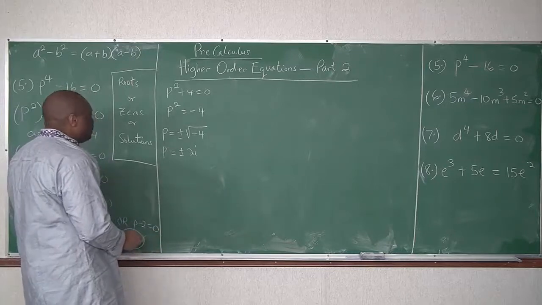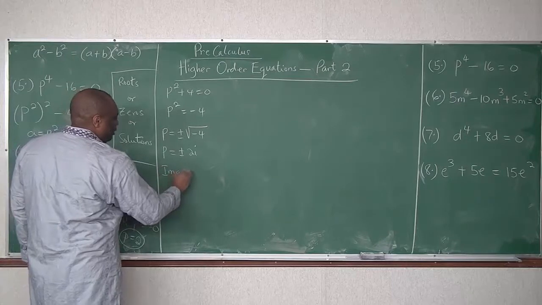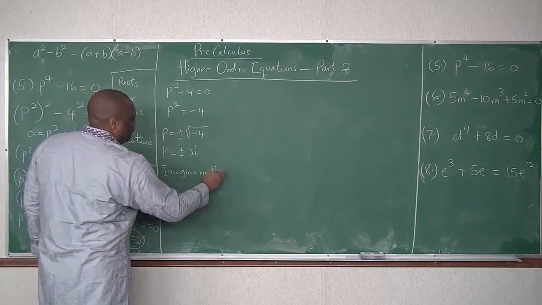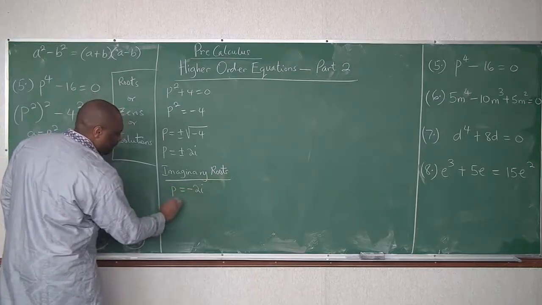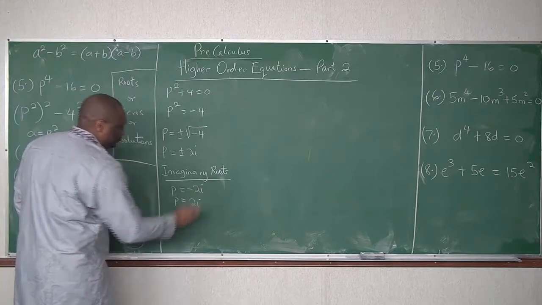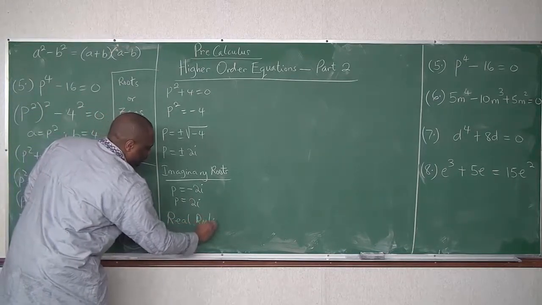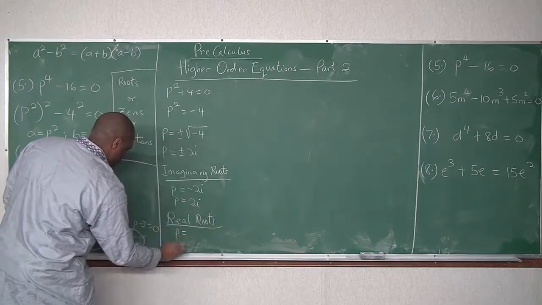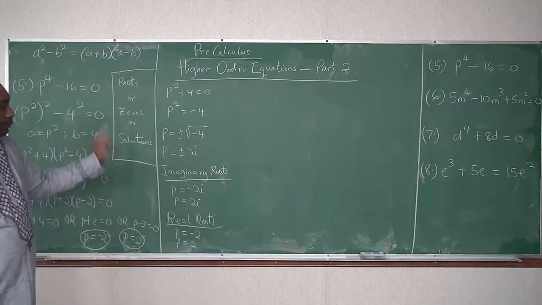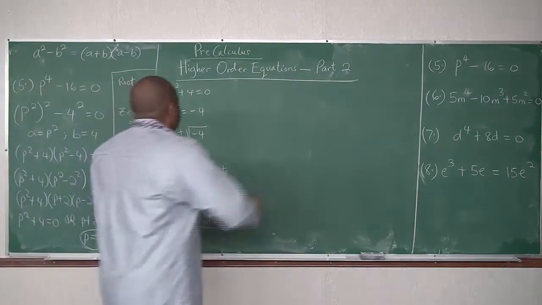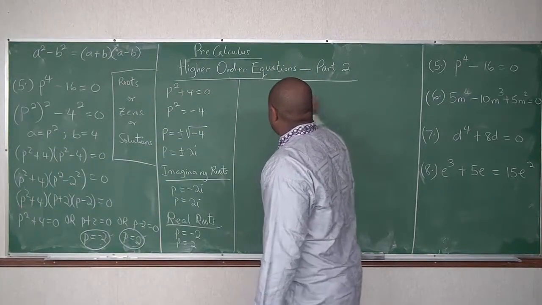We did it. So now the imaginary roots are p equal to negative 2i and p equal to 2i. The real roots are p equal to negative 2 and p equal to 2. This is it. Do we stop here? No. We have to check.